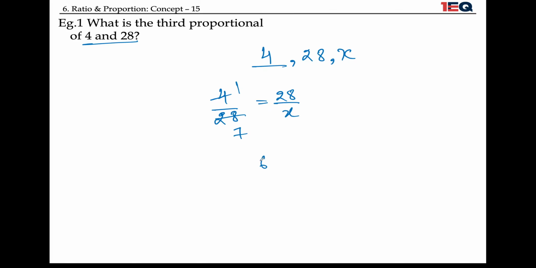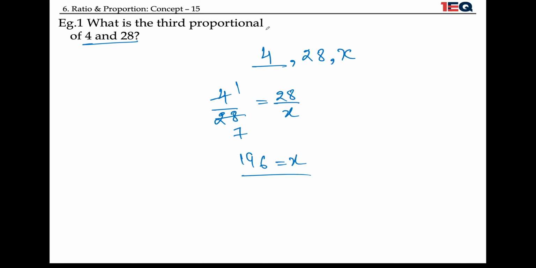Third proportion, as I've already talked about. Let me quickly solve the third proportion for you. What is the third proportion of 4 and 28? This means there is a third proportion, which is c, or let's call it x over here. So the proportion comes out to be 4 upon 28 is equal to 28 upon x. 4 ones are 4, 4 sevens are 28, 7 eights are 56, 7 twos are 14, 196. So the value of x is nothing but 196.